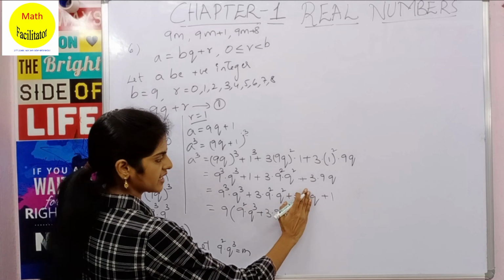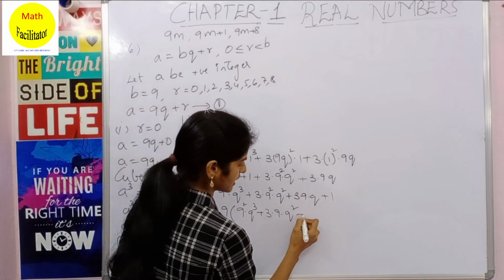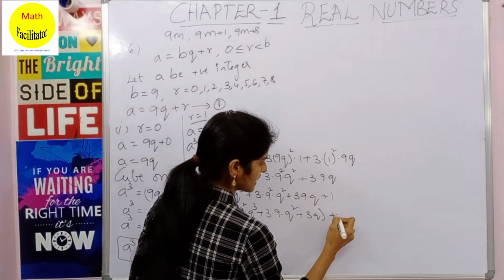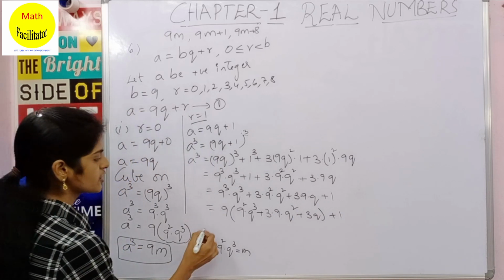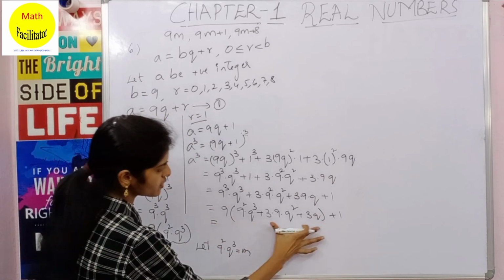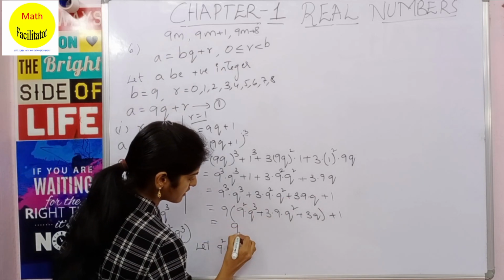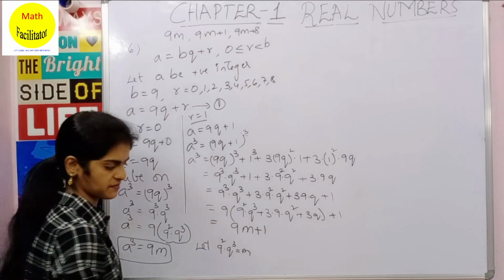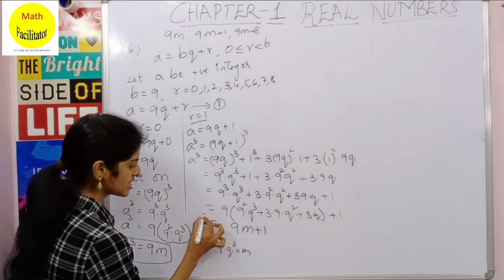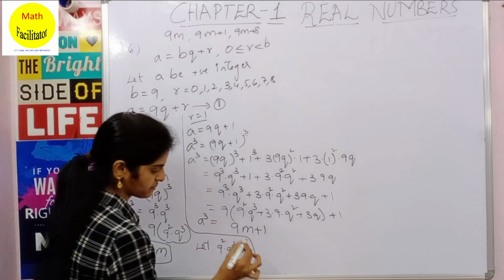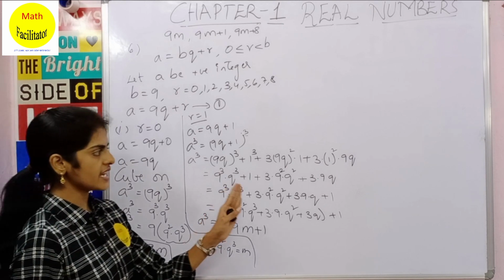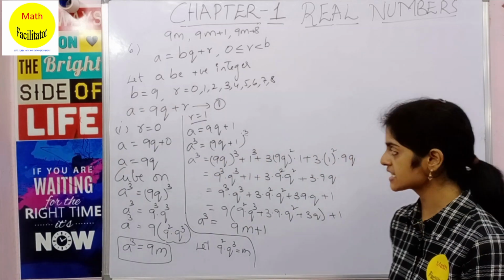Okay, here 9 you are taking common, so you are left out with 3Q plus 1. Clear? So you consider this entire thing as M. So when you consider this entire thing as M, you are left out with 9M plus 1. Clear? So a cube is equal to 9M plus 1.